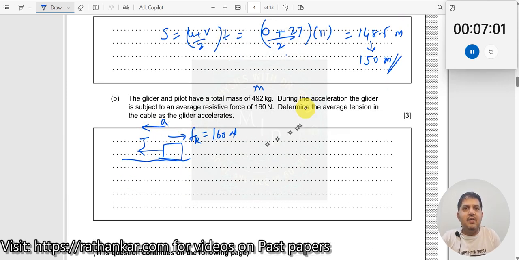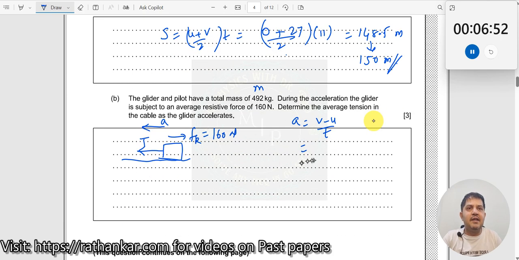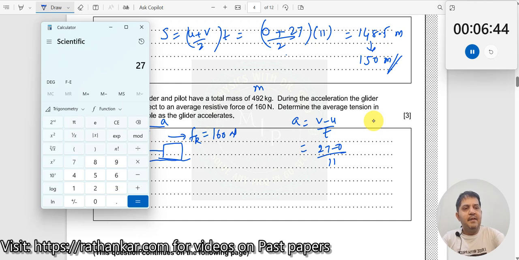How do I find the value of A? A can be found out using V minus U divided by T. What is V? V is nothing but 27 meter per second. U is 0, I told you already. You can use this. So 27 minus 0 divided by T. T is 11 seconds. So how much do I get? 27 by 11. 27 by 11 is equal to 2.45.